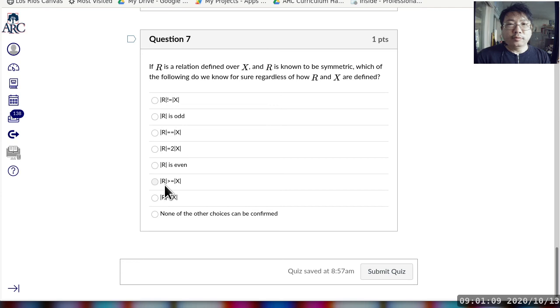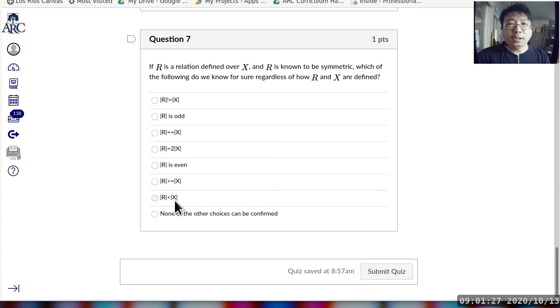The cardinality of R is greater than or equal to the cardinality of X. That is also not true, because R can be empty and X can have as many elements as we want to put in it. And then we have the cardinality of R being less than the cardinality of X.